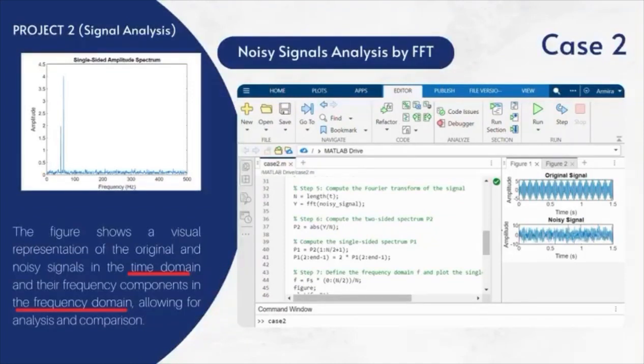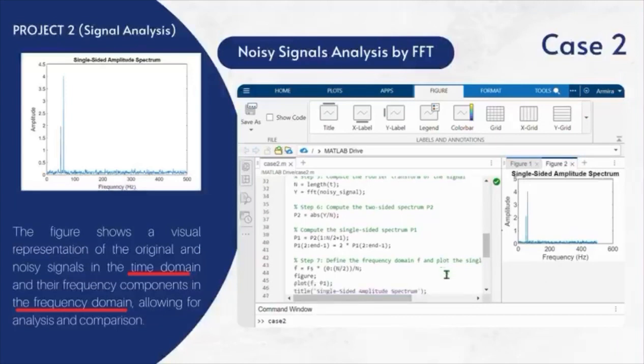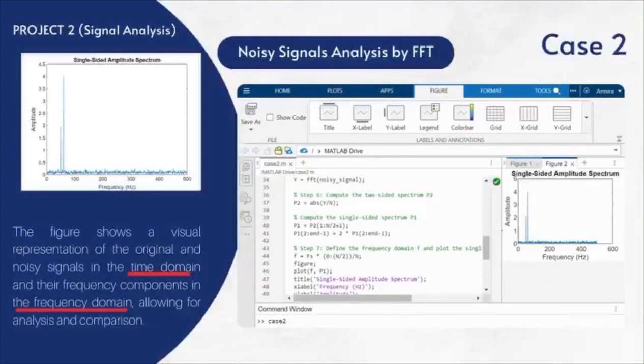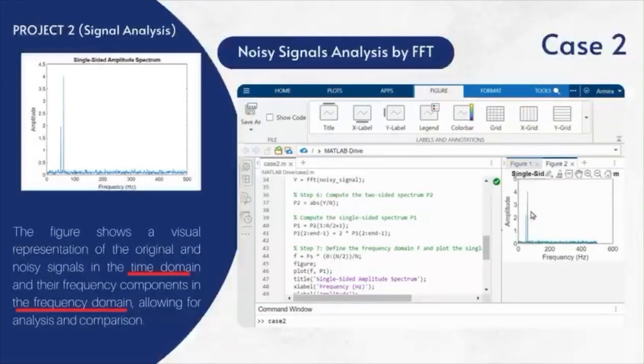After that, we do the frequency analysis, which is we compute and plot frequency components. Apply fast Fourier transform to the noisy signal to analyze its frequency components. Then we compute the single-sided spectrum and plot it against frequency, which can be seen in figure 2, the single-sided amplitude spectrum. Then we compare figure 1 and figure 2, where figure 2 applies the fast Fourier transform to the signal in figure 1, and we get the result.